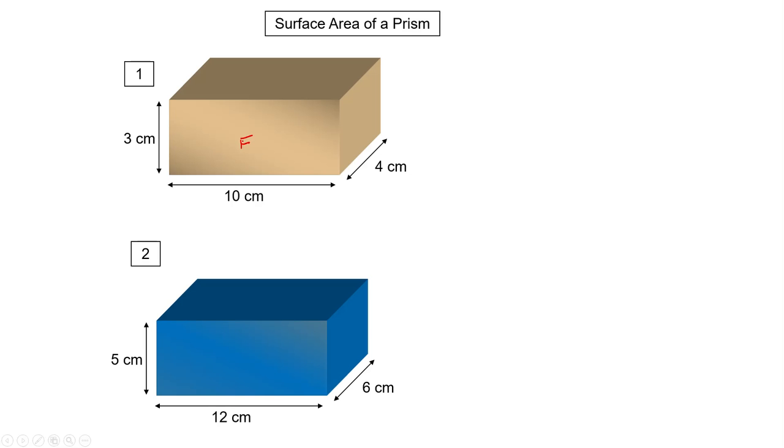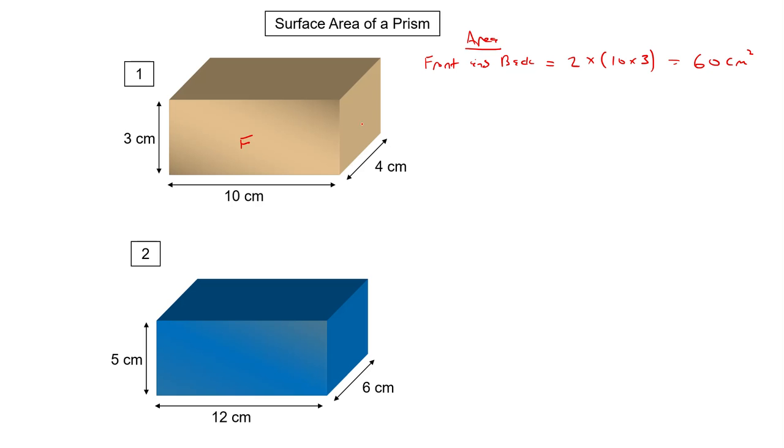The front and the back will have the same area. So we can say the area front and back is going to be equal to, there are 2 of them, so 2 times the area of the front, which is 10 times 3. So that's 2 times 30, which is equal to 60 centimeters squared.